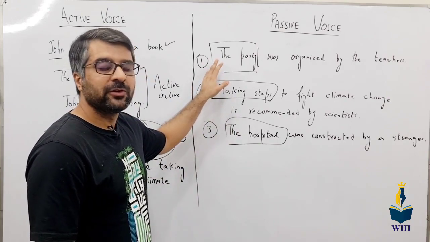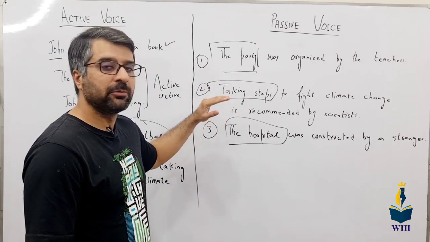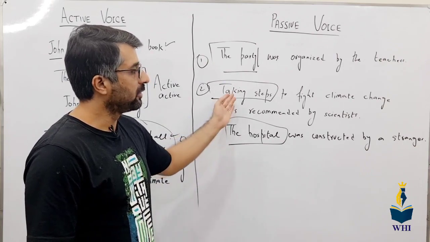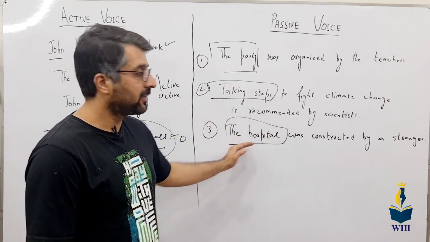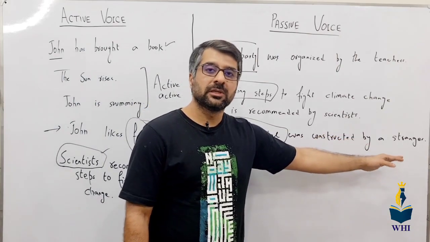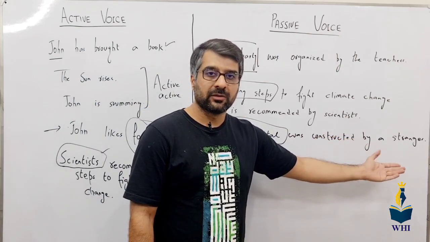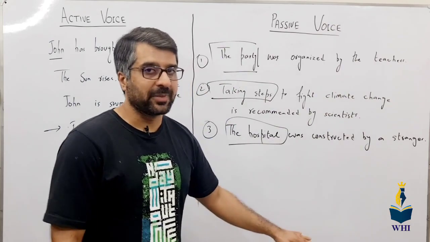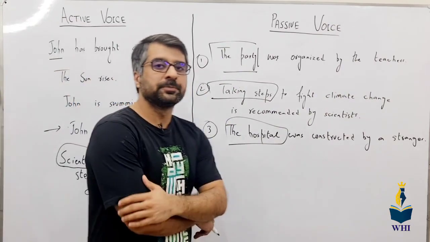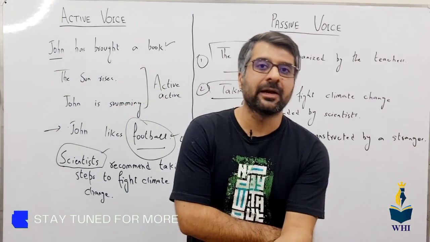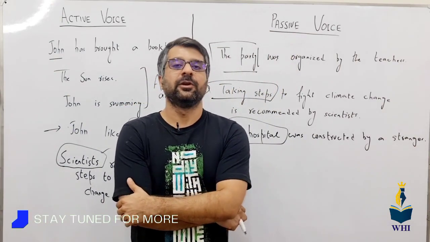We use passive voice when we need to highlight the event. We use passive voice when we want to hide the authority, and we use passive voice when we don't want to show the subject or the agent of the sentence. So these are the three uses of passive voice, and these are the three uses of active voice. So I hope you people have now developed a very clear idea where to use active voice and where to use passive voice.